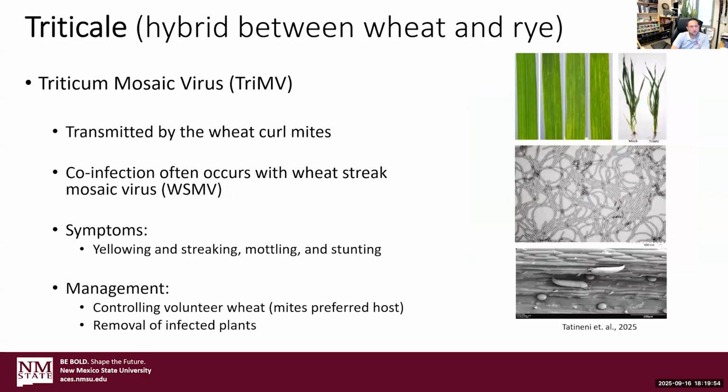The next one for triticale is the Triticum mosaic virus. This is transmitted by wheat curl mites. And so there's a co-infection that often occurs with wheat streak mosaic virus. And so some of the symptoms that you can see up on this picture here are yellowing and streaking, as well as mottling and stunting.